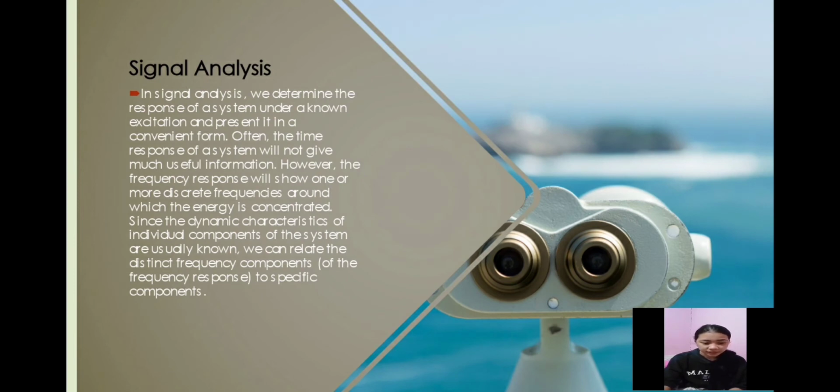Signal analysis. In signal analysis, we determine the response of a system under a known excitation and present it in a convenient form. Often, the time response of a system will not give much useful information. However, the frequency response will show one or more discrete frequencies around which the energy is concentrated. Since the dynamic characteristics of individual components of the system are usually known, we can relate distinct frequency components of the frequency response to specific components.